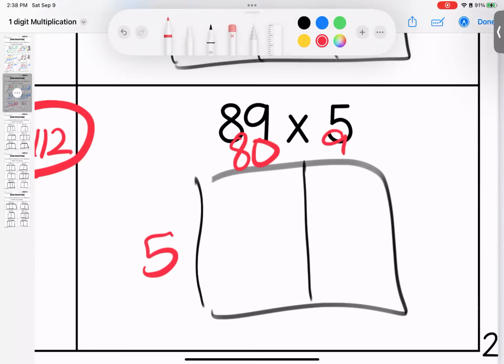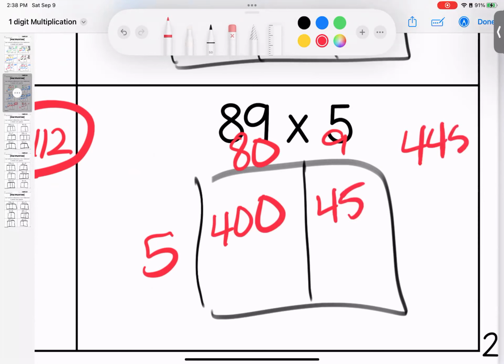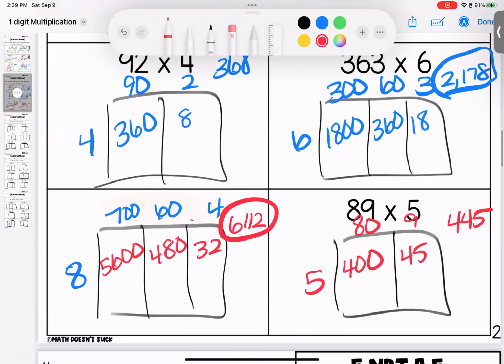Over here I have 80 and 9 times 5. 8 times 5 is 40 with a 0. 5 times 9 is 45. This gives me 445. Questions on page 2? Bring them to class.